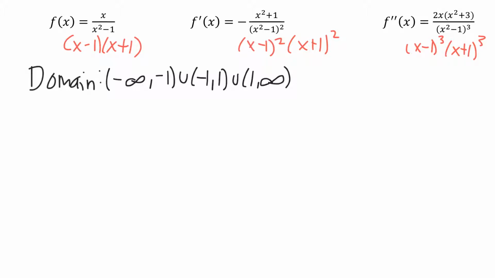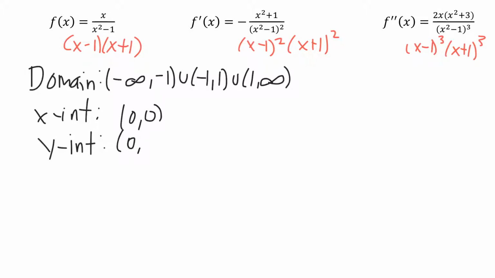All right, next up we can look for maybe an x-intercept or a y-intercept. The x-intercept looks pretty clear. That will be 0. And looks like that point (0, 0) is actually going to be the y-intercept as well, because when you plug x equals 0 in the original function, you get 0 over negative 1, which is 0. So the x-intercept and the y-intercept are both happening at the same point. They're happening at the origin. So just a little interesting thing to note there.